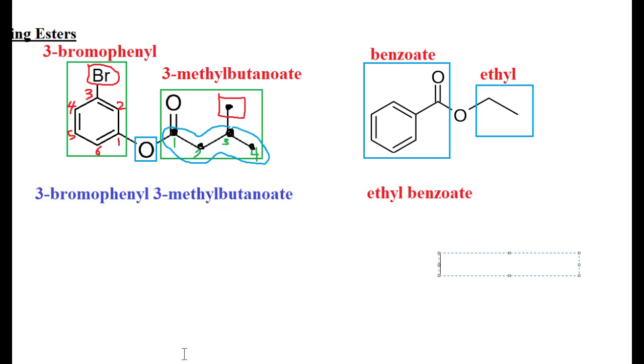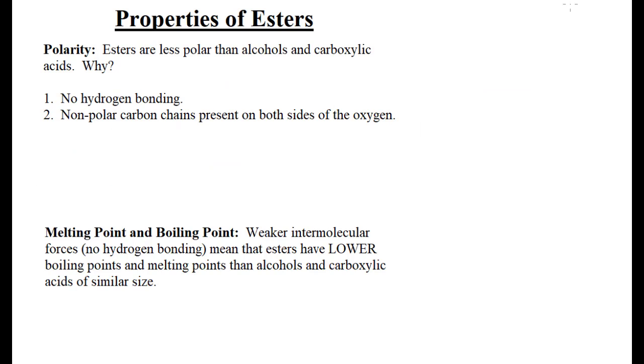Let's go ahead and take a look at some of the other properties of esters. Esters are actually much less polar than alcohols and carboxylic acids, and there is a reason for this. An alcohol has an OH bond, as well as a C-O bond. Well, the oxygen-hydrogen bond is actually much more polar than the carbon-oxygen bond. So you have a much stronger dipole moment with an OH bond than a carbon-oxygen bond. In addition, an OH bond allows for hydrogen bonding. NH, OH, or FH bonds allow for hydrogen bonding.